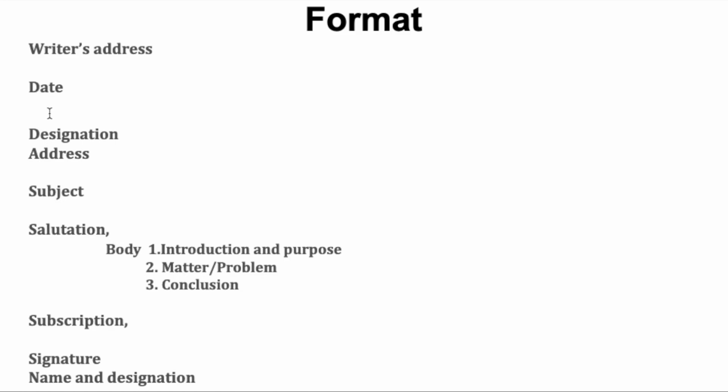And then again you leave a line, and then you write the designation of the business or the person you're writing to, followed by the address. After you complete the address, you leave a line, then put a subject of your letter. Depending on what the letter is all about, you think of a precise subject and write it, and then you leave a line and start with the salutation.